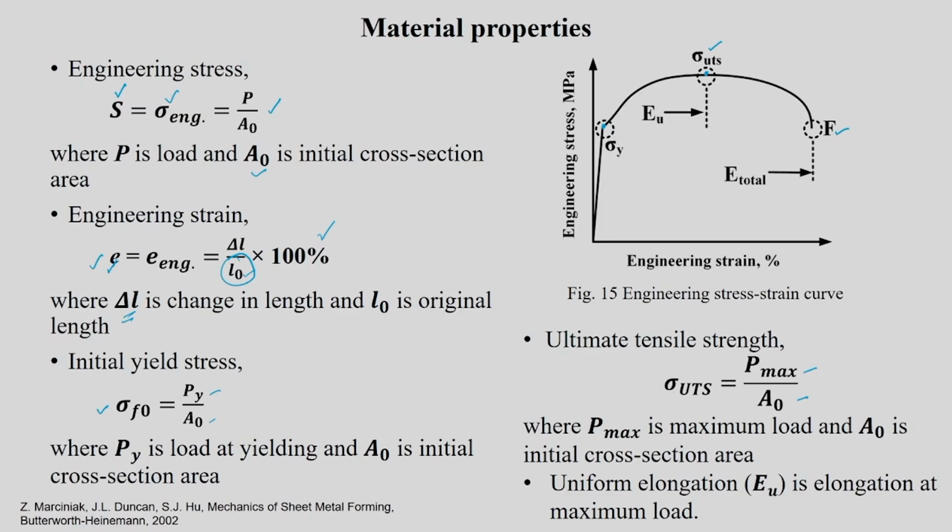There are two important properties other than this that are measured here: uniform elongation and total elongation. This total elongation is up to fracture, whatever elongation it has got up to fracture, which is actually given in the previous graph itself.